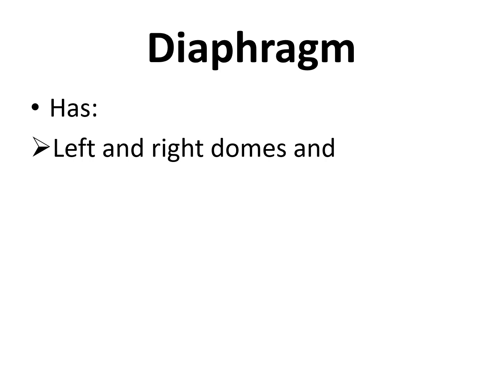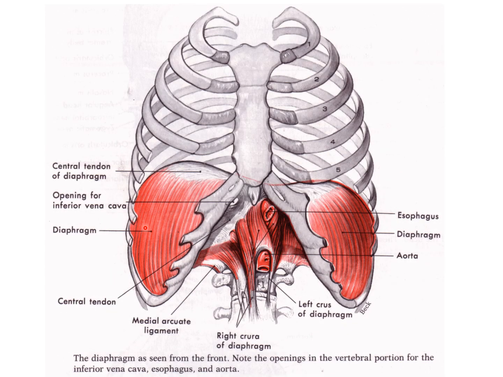As we mentioned, it is a double dome. It has left and right domes, and it has a central tendon. This is the right dome of the diaphragm. This is the left dome. Here, between the two domes, we have a central tendon. We'll see it in other pictures.